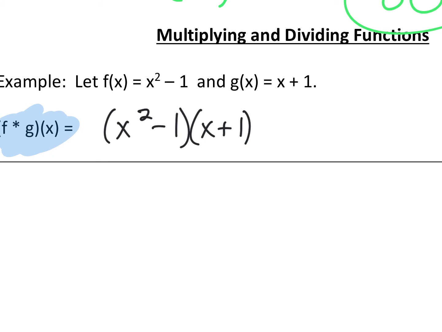So what we want to do here is first term times the first term. So x squared times x.